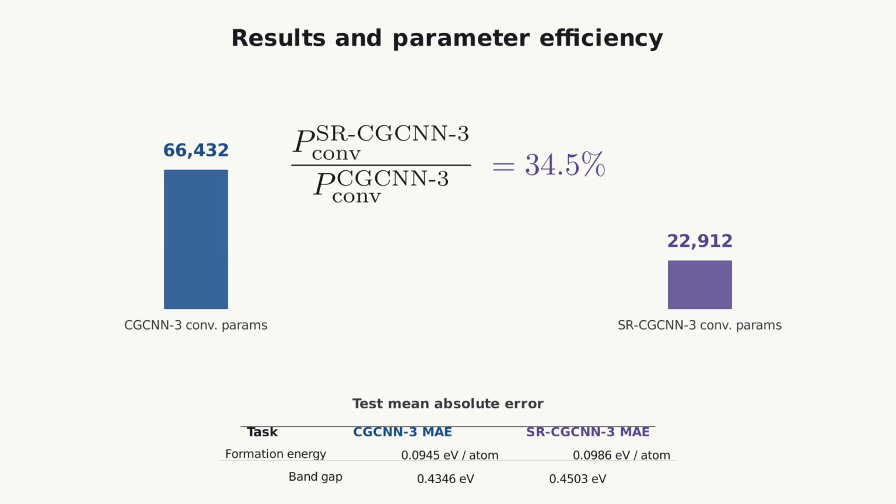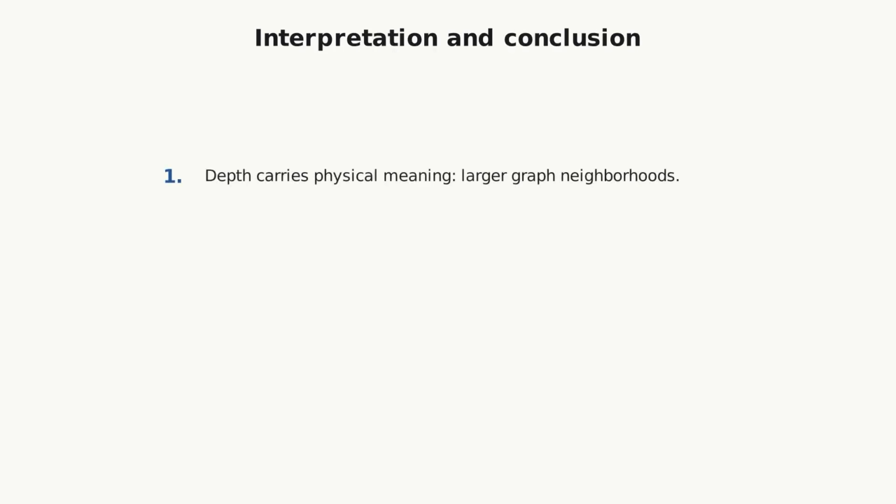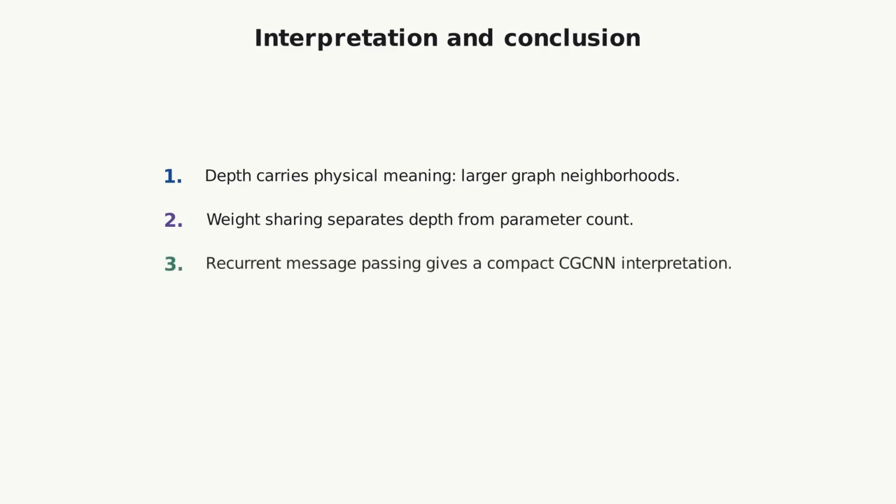At the same time, the convolutional parameter count decreases from 66,432 to 22,912. In other words, the shared model uses only 34.5% of the convolutional parameters of the standard model while remaining close in predictive accuracy. The interpretation is that much of the useful effect of a deeper SR-CGCNN can be recovered by repeated local message passing, rather than by learning completely independent convolutional transformations at every layer.